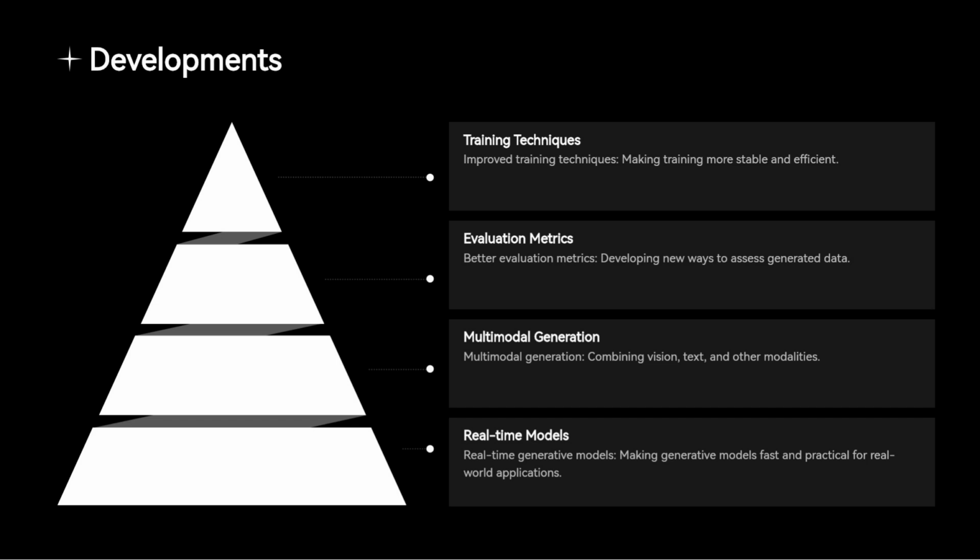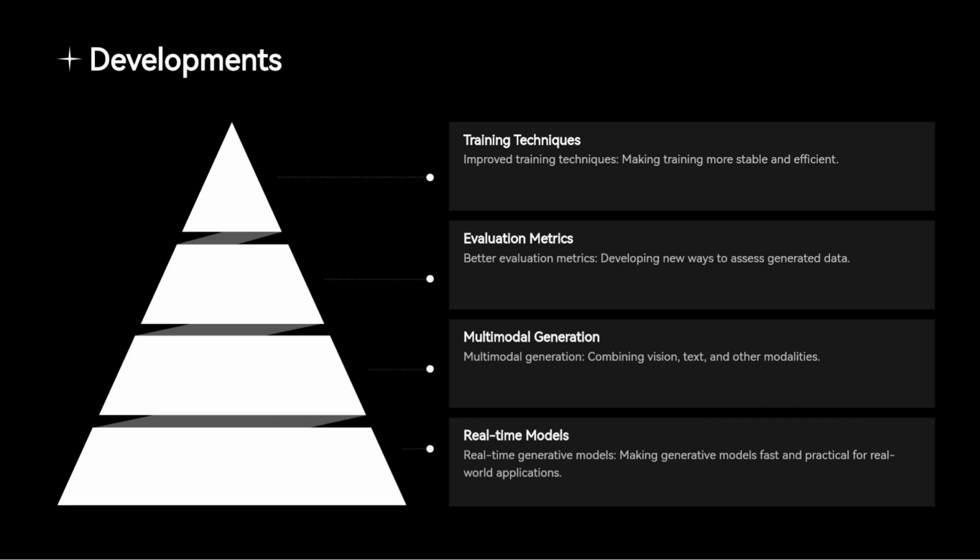Improved training techniques. More stable training techniques will be developed, making GANs and other models easier to train and less prone to issues like mode collapse. Better evaluation metrics. As generative models improve, the need for better, more objective evaluation metrics grows. New metrics will be developed to more accurately assess the quality and diversity of generated data. Multimodal generation. Researchers are exploring multimodal generative models that can combine vision with other modalities like text or audio. This could enable models that generate images from text descriptions, for example.